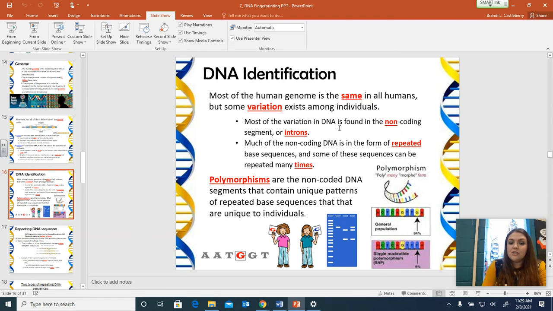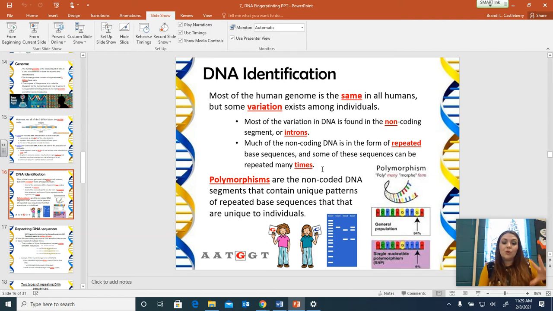So most of the variation in DNA is found in the non-coding segment. So a lot of our differences are in that junk DNA, where it's not really coding for something because we kind of have to be coded very similarly. So not everything's the same, like I have brown eyes, you might have blue, so that's going to be a different code. But the fact that we both have eyes and eye cells, that's a lot of codes that have to be the same. So much of the non-coding DNA is in the form of repeated base sequences, and some of these sequences can be repeated many times.